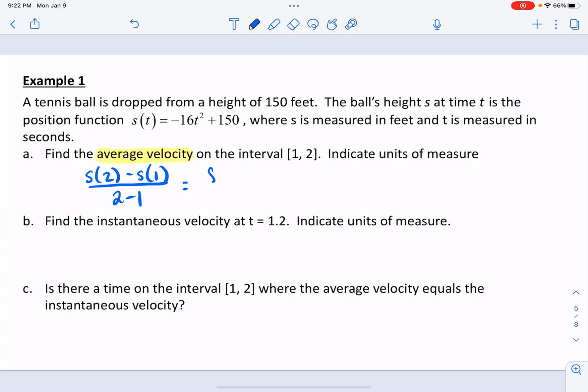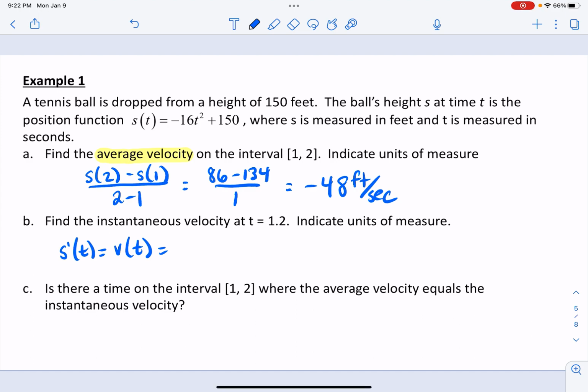So doing the math, we have 86 minus 134 over 1. It simplifies to negative 48 feet per second. Find the instantaneous velocity. The instantaneous velocity is the derivative of position. So I take the derivative of our position function to get negative 32t. And then I find v of 1.2, and that is equal to negative 38.4 feet per second.